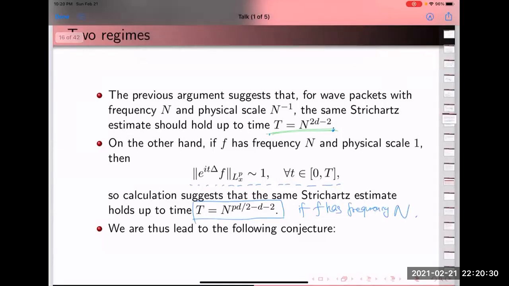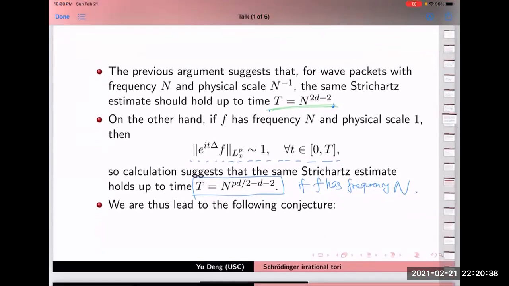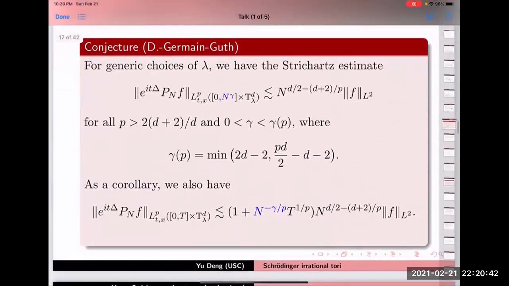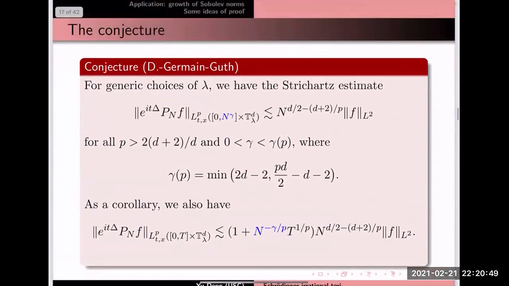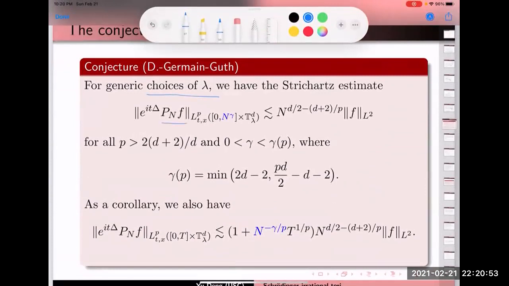Okay, and because of these two considerations, we were led to the following conjecture about these long time Strichartz estimates on a generic torus, which is a conjecture we made with Pierre Germain and Larry Guth. That is, for generic choices of parameters lambda, if f has frequency N, then the same Strichartz estimate with the same power holds up to time N to the gamma, where p is bigger than the critical value 2d plus 4 over d, and gamma is any positive number up to gamma of p, where gamma of p is the minimum of 2d minus 2 and pd over 2 minus d minus 2. Okay, so this is a conjecture about this long time estimate.